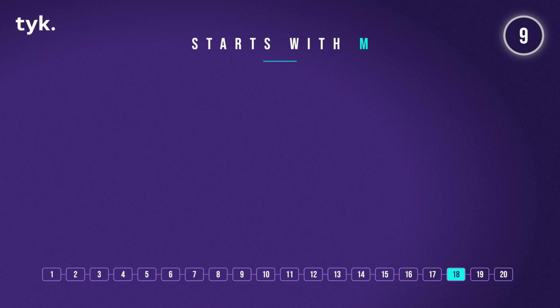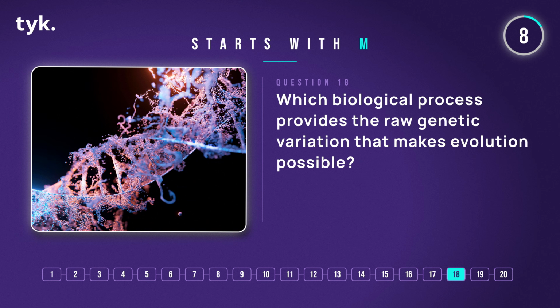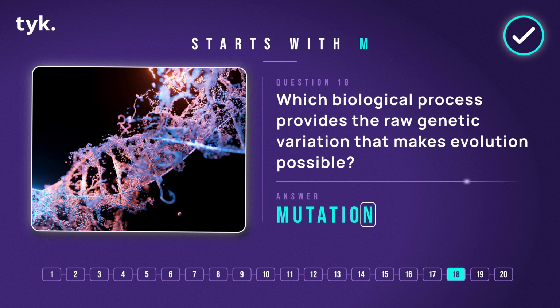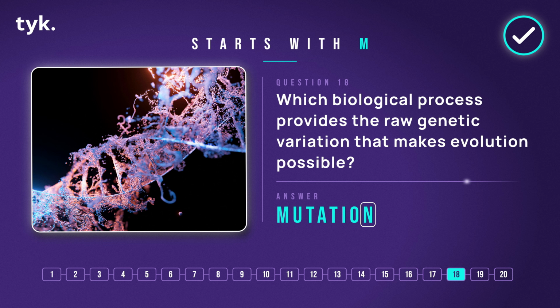Starting with M. Which biological process provides the raw genetic variation that makes evolution possible? Mutation. Every person is born with dozens of new genetic mutations that neither parent possesses.